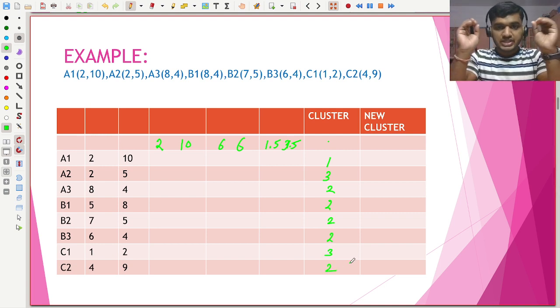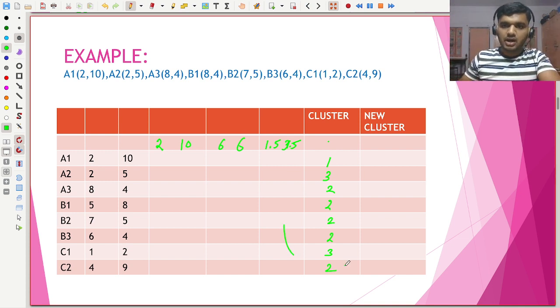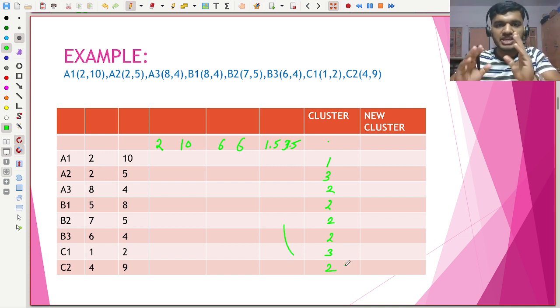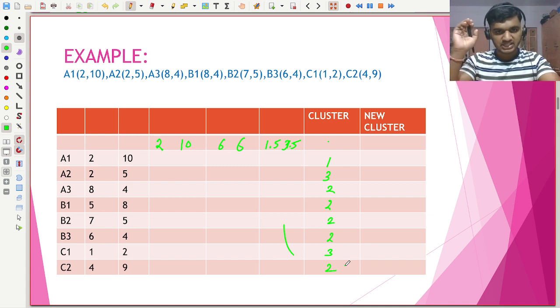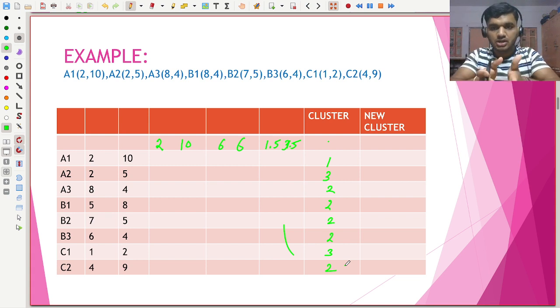This process will continue. You mark whether your old cluster and new cluster are the same or not. If they are the same, you can stop. If not the same, then you proceed with this process until the old cluster and new cluster are equal.